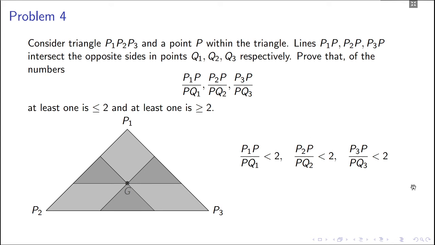So P cannot satisfy all these three conditions. So the sum of the ratios has to be greater than or equal to 2. So this is not possible. So there is at least one ratio which is less than 2, and there is at least one ratio which is greater than or equal to 2. Okay, so that's the solution.